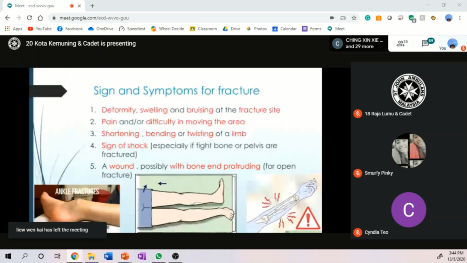For an open fracture, there will be a wound and the bone will stick out. This is very easy to recognize. So far, any questions?